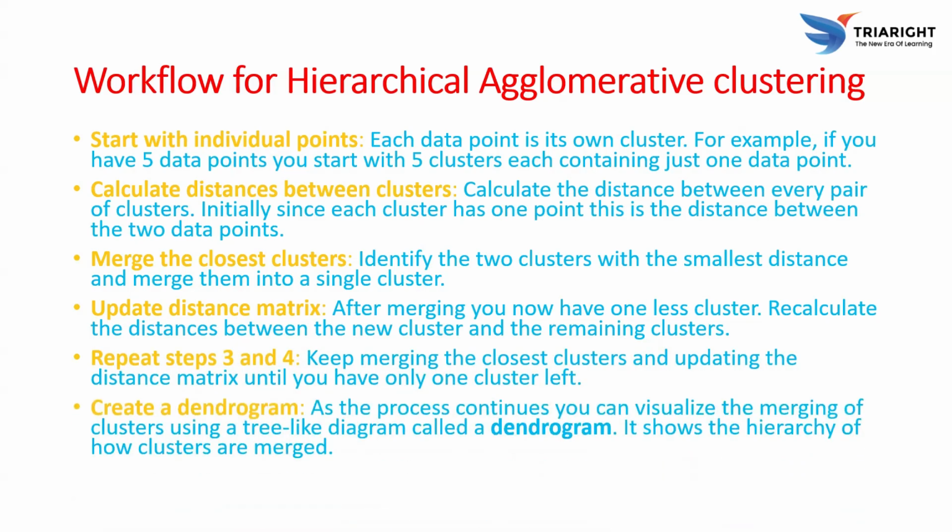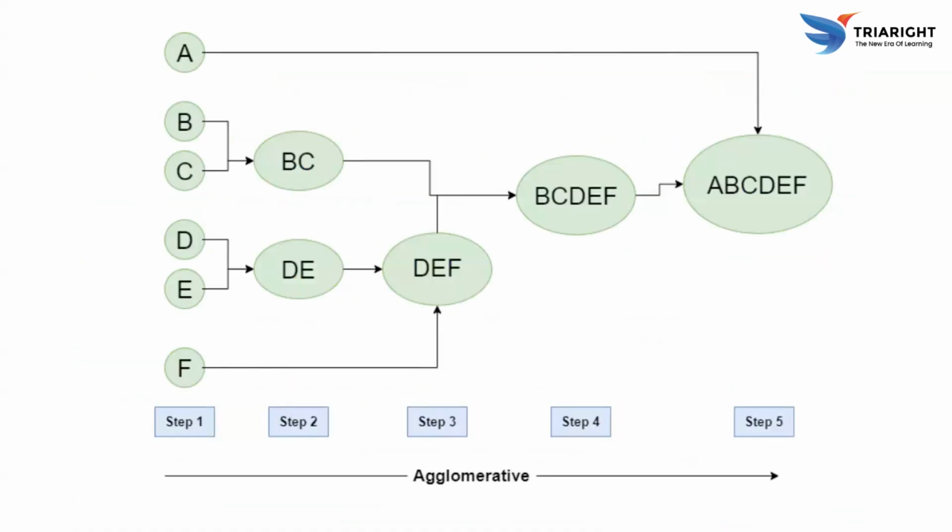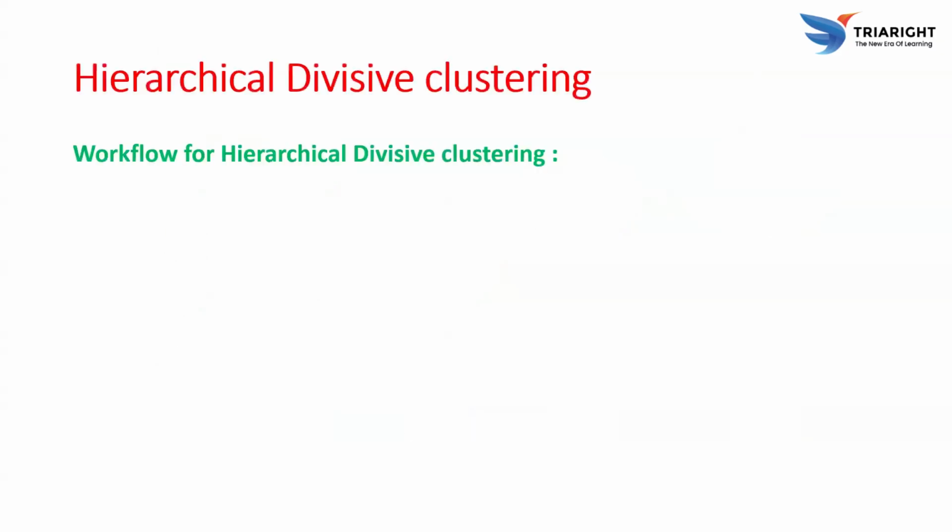Okay. Create a dendrogram. As the process continues, you can visualize the merging of the clusters using a tree-like diagram called a dendrogram. It shows the hierarchy of the cluster mergers. So the algorithm follows the steps one by one, merging the closest clusters and forming a new cluster each time. After it concludes, it groups all the clusters.